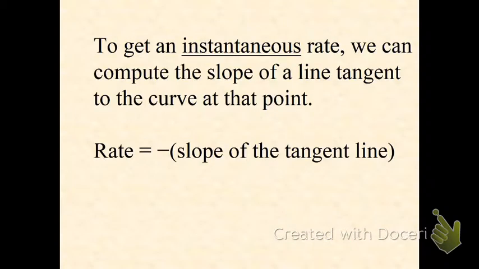To get the instantaneous rate, we can compute the slope of a line tangent to that curve. The rate is equal to the negative slope of the tangent line. Good news is we're not really going to do that. Just so you know that's how they get it.